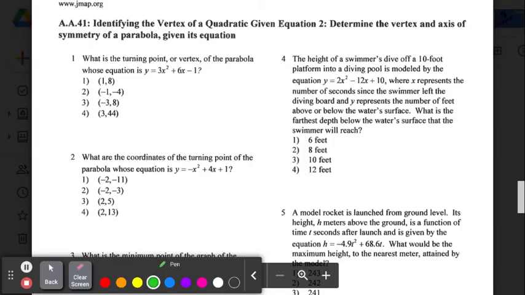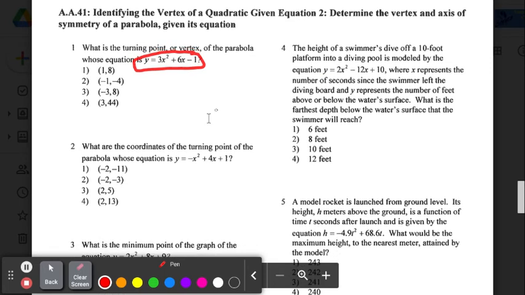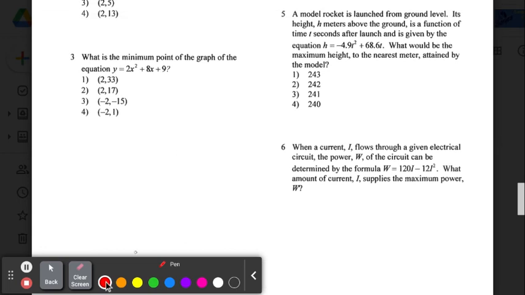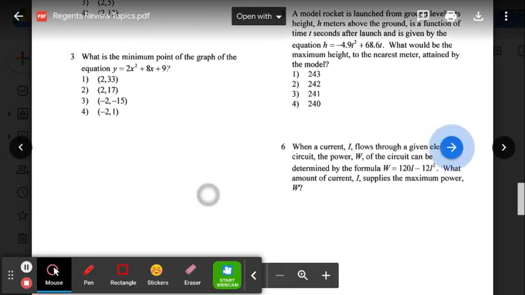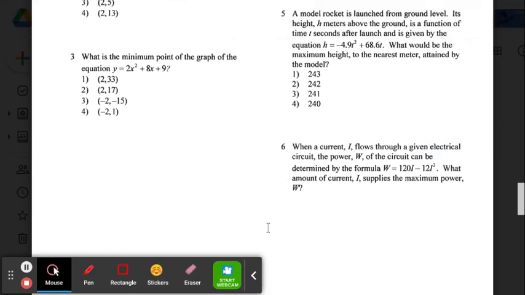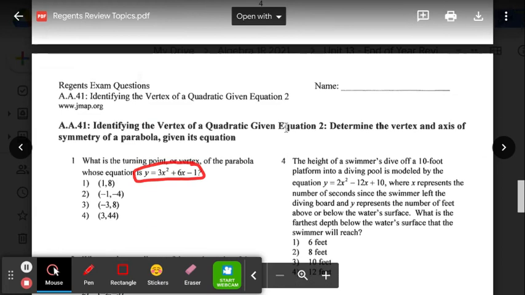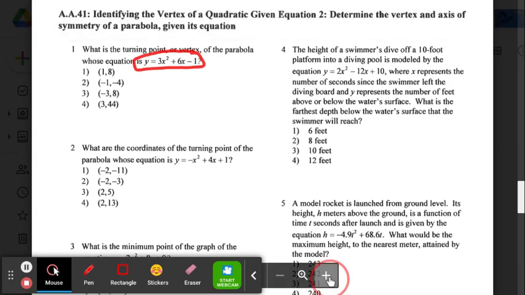So for this section, these questions are a little bit trickier. It says identifying the vertex of a quadratic given an equation. So in this case, we don't have a graph. What you have to do is put that into y equals and then look at the graph on the graphing calculator. I think this whole first column has that. Let's take a look at this section because this is trickier.